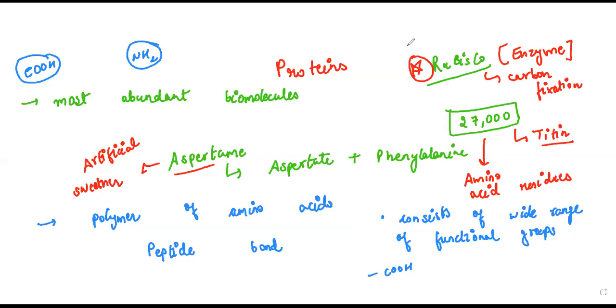So we can say that every amino acid consists of carbon, hydrogen, nitrogen, and oxygen. Is this clear? Okay, fine.